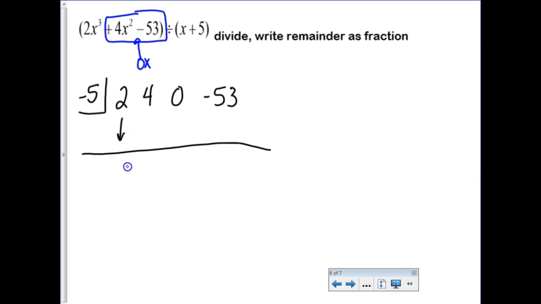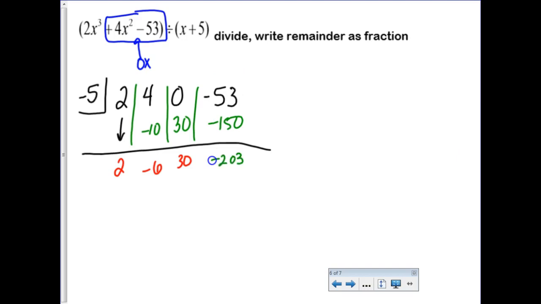Okay, so start with 2, bringing down the 2, and then it's a series of multiplies and adds. So let's see, that's a negative 10, which gives me negative 6. Multiplying those, you get 30. Remember, we're adding these up here. So 30. And then 30 times negative 5 is negative 150. Adding those up, you get, what, negative 203?